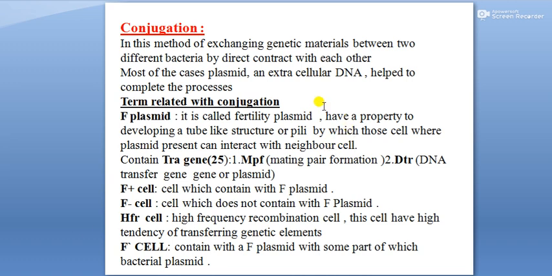So definitely, it is a process of exchanging genetic material. In this method, genetic material is exchanged between two different bacteria by direct contact with each other, right? In transduction and transformation, there is no direct contact between the recipient and donor. Only this process has direct contact between recipient and donor. In most cases, a plasmid, which is also extracellular DNA, helps to complete the process.